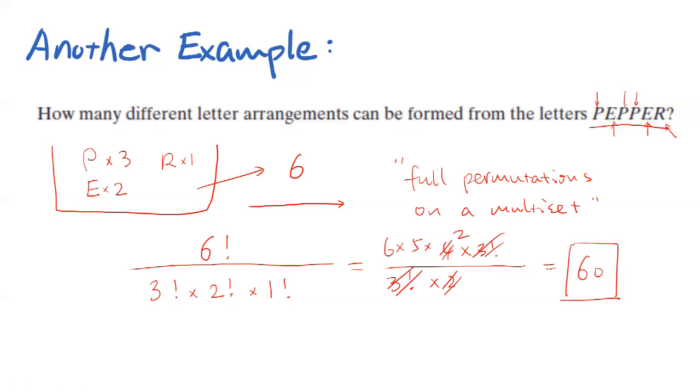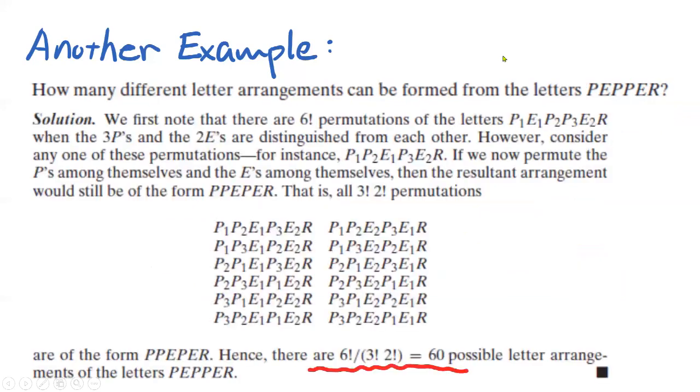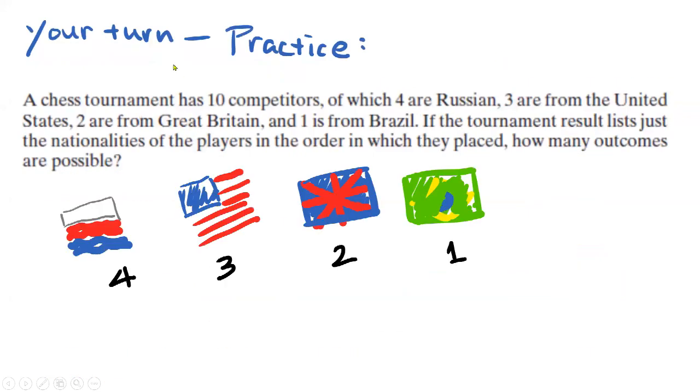No? All right, let's see the next one. In the chess tournament, we have 10 competitors, of which 4 are Russian, 3 are from United States, 2 are from Great Britain, and 1 is from Brazil. If the tournament result lists just the nationality of the players in the order in which they placed, how many outcomes are possible? Okay, this time I'll leave this question for you to solve. I'll give you 5 minutes to solve this question.